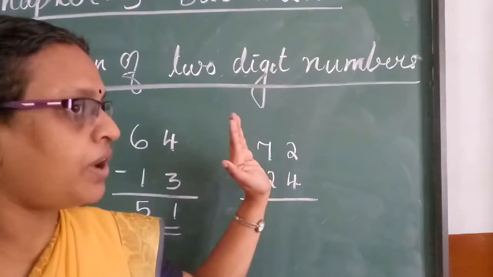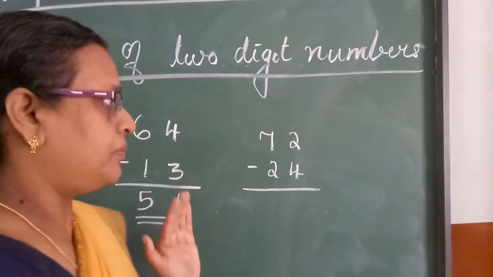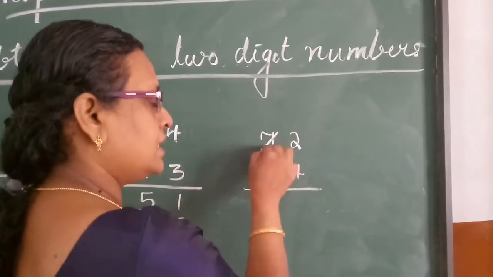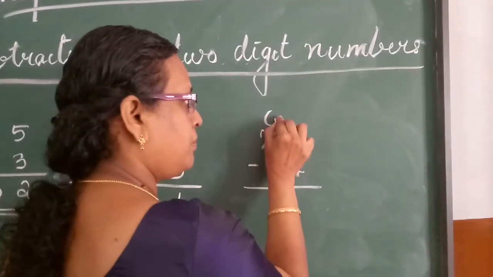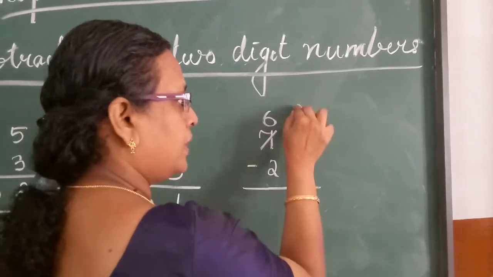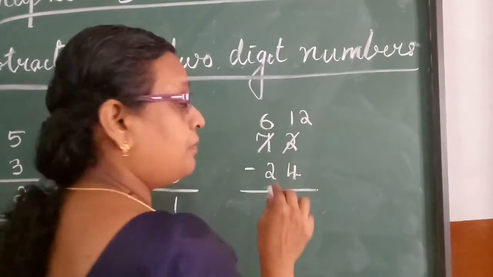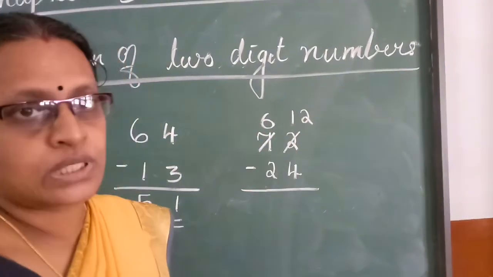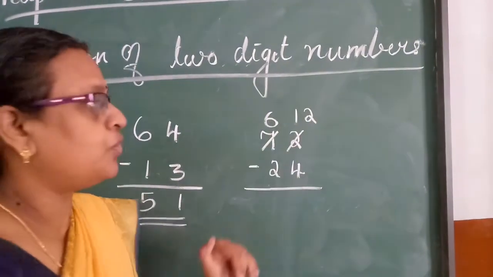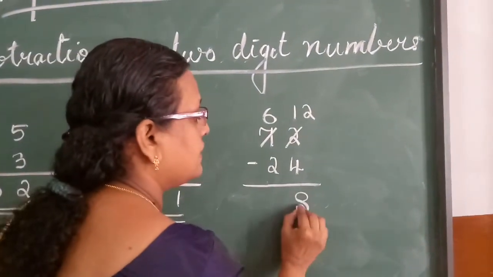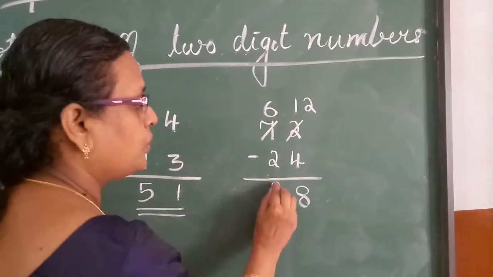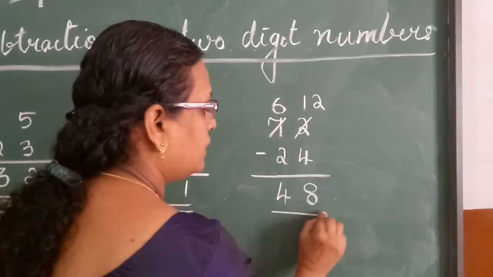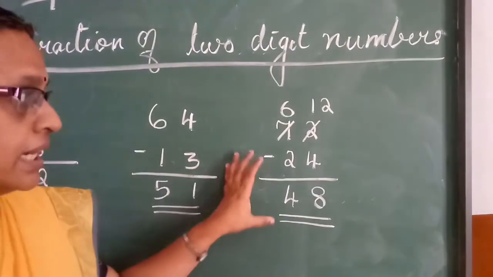So you take 1 from the previous number. Here 7. So just take 1. Here 7 becomes 6 and this becomes 12. Now from this 12 you take 4 outside. What is the answer? 12 minus 4 equals 8. 6 minus 2 equals 4. The answer is 48. It's clear now?